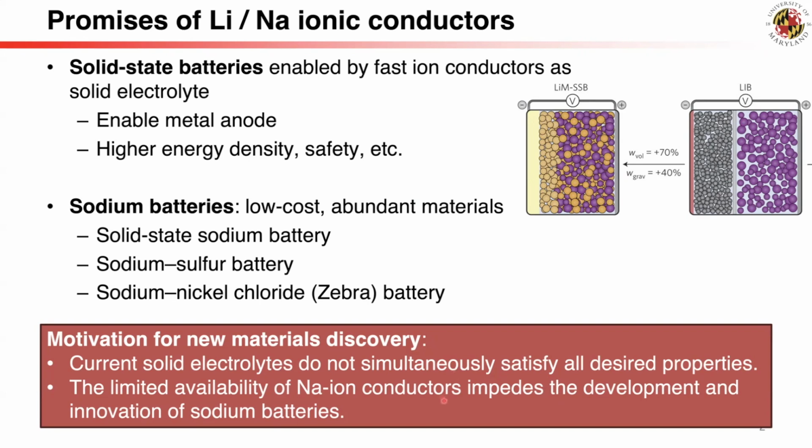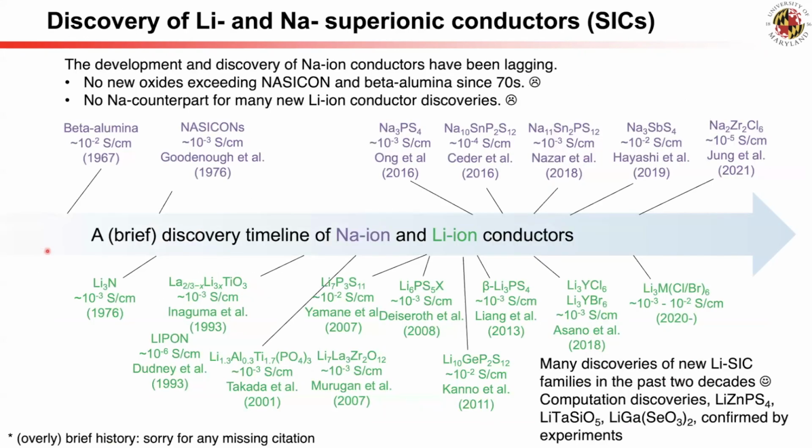In addition, there is limited availability of sodium-ion conductors, which impedes the development and innovation of these new sodium battery technologies. Here we provide a brief history overview for the discovery of sodium-ion conductors versus lithium-ion conductors. You can see that back in the 70s, there were great sodium superionic conductors such as beta alumina and NASICON. They give very high sodium ionic conductivity.